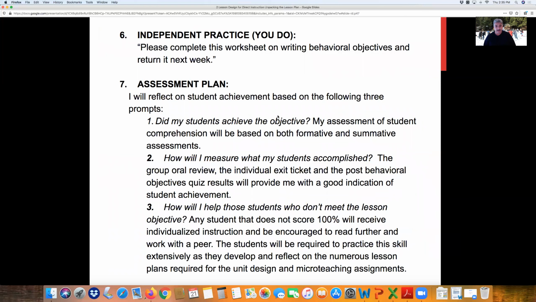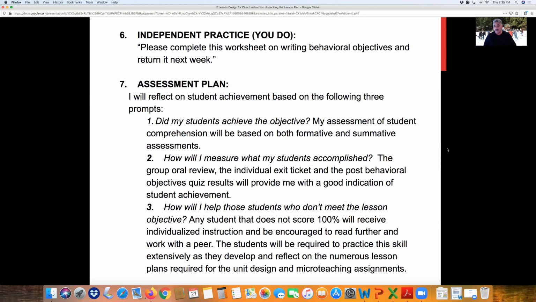So you can see here in my lesson plan what I did my independent practice on. And then the assessment plan, there are 3 key prompts you should include in every lesson plan. Did my students achieve the objective is number 1. Did they achieve the objective? Many times this could be just a yes or no. And number 2, how will I measure what my students accomplished?